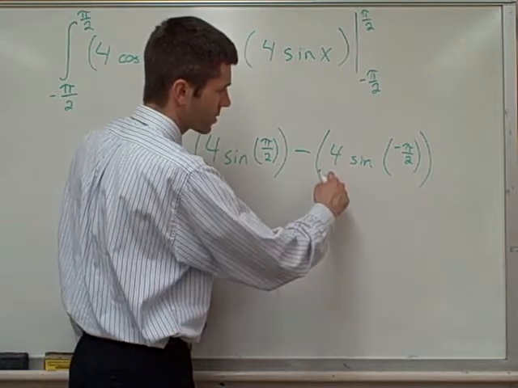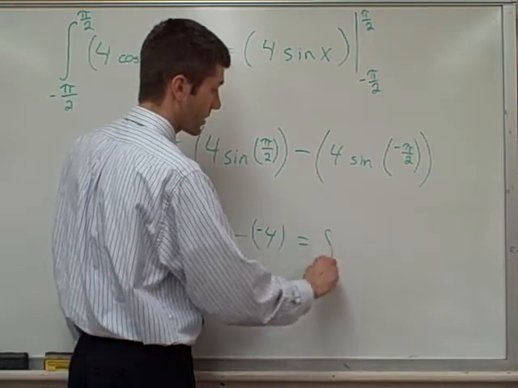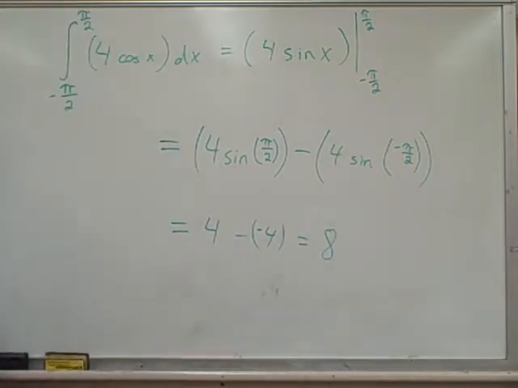270 is negative 1, so we have 4 times negative 1, that's negative 4. 4 minus negative 4, the answer is 8. And you can check that in your calculator using the method I'm about to show you for the second one.